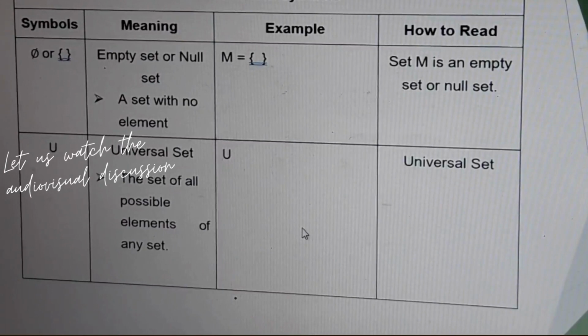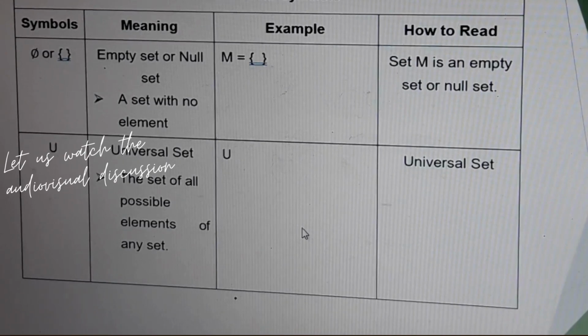Another symbol is a kind of capital letter O with a slash, or an open and close pair of braces. It means an empty or null set. These are sets with no element. For example, M is equal to open and close braces, so it is an example of an empty or null set.